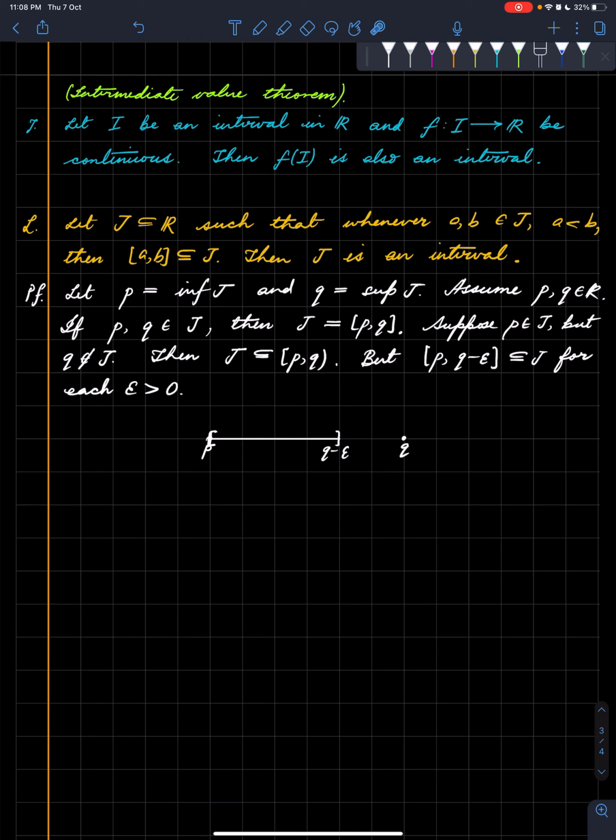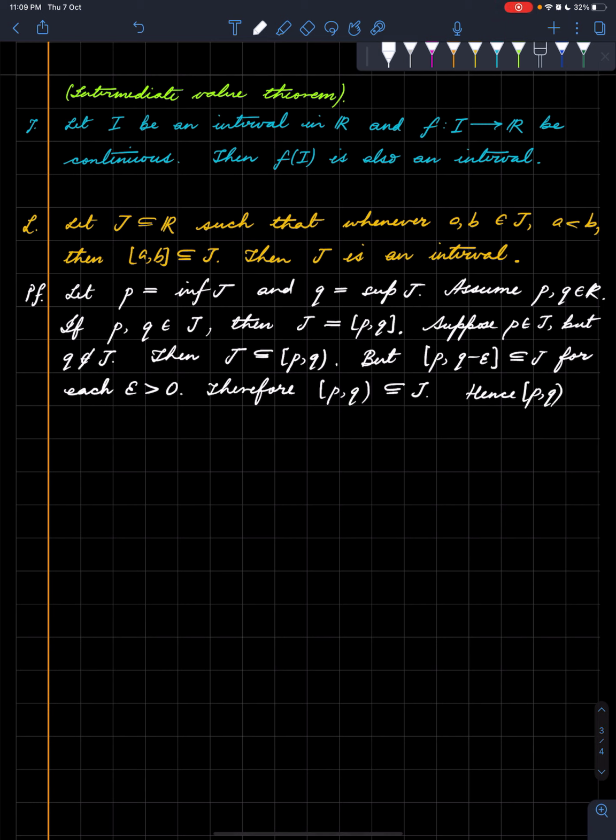Anyway, we conclude that for each epsilon greater than 0, this closed interval is contained in J, and therefore we have the reverse containment, because as soon as you pick a point here, whatever that point is, P comma that point is contained in J. That's what this says. So therefore this containment happens, and hence P comma Q equals J.